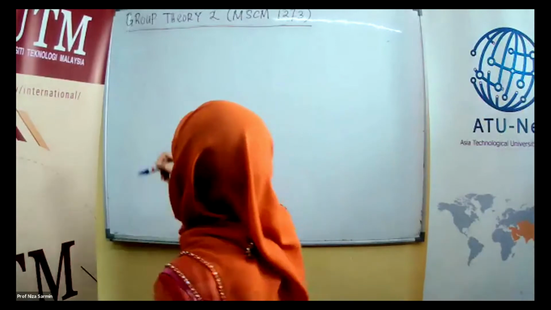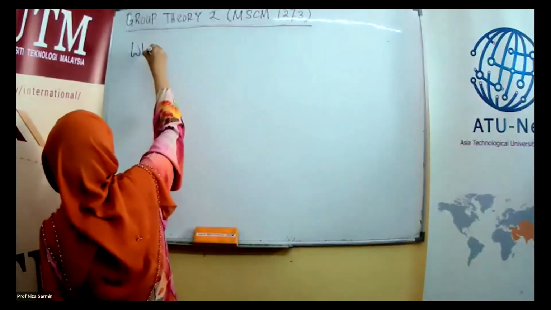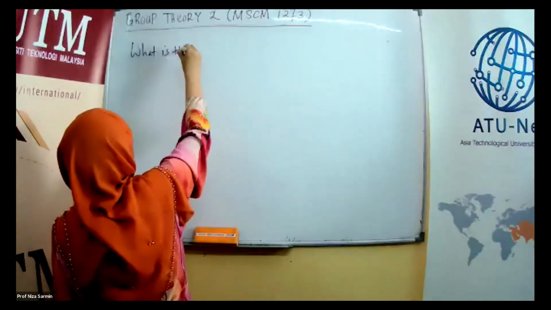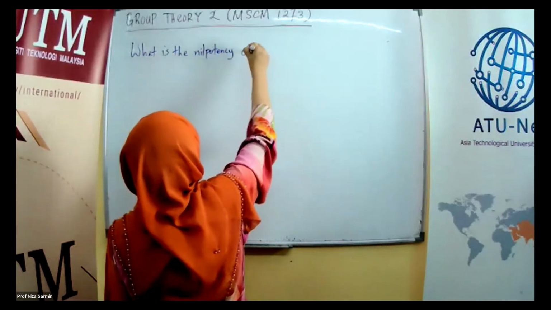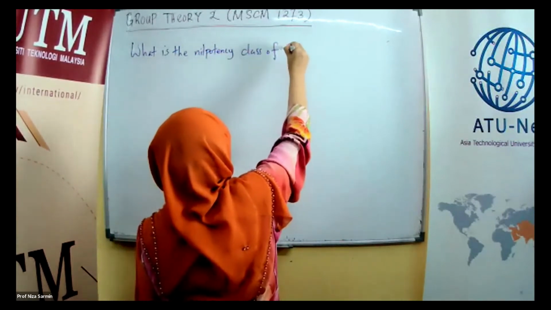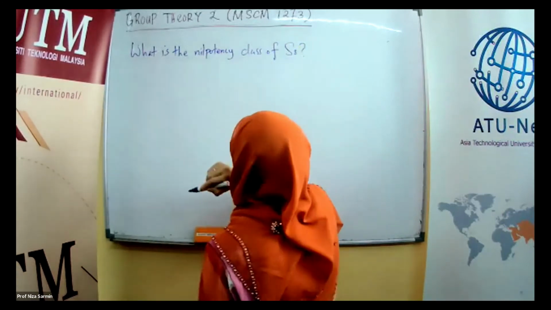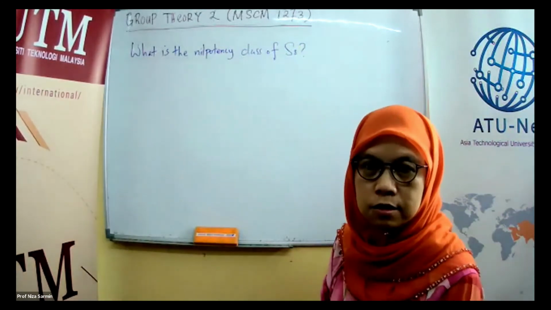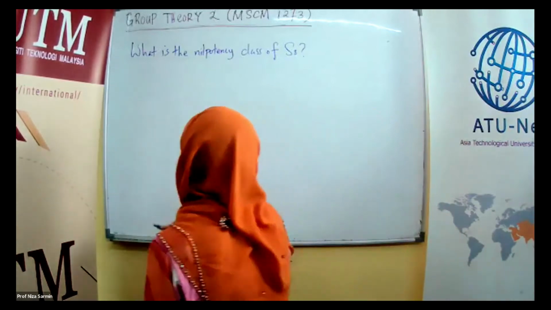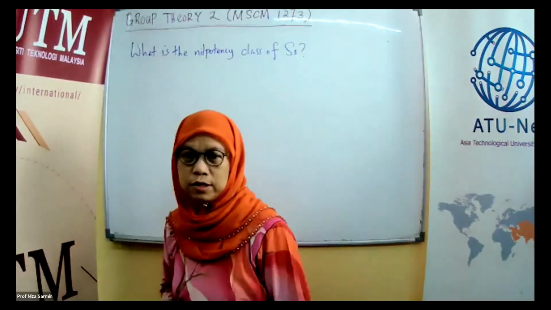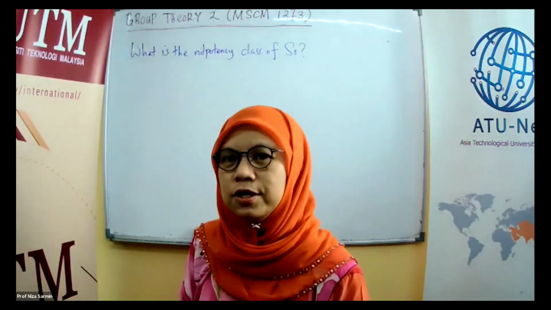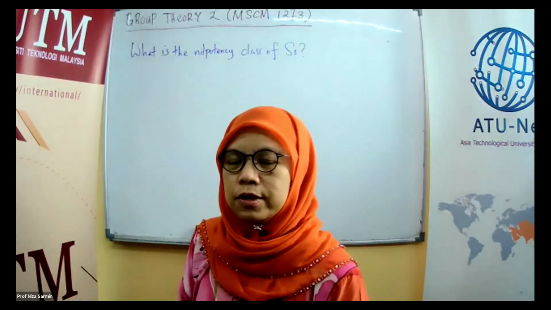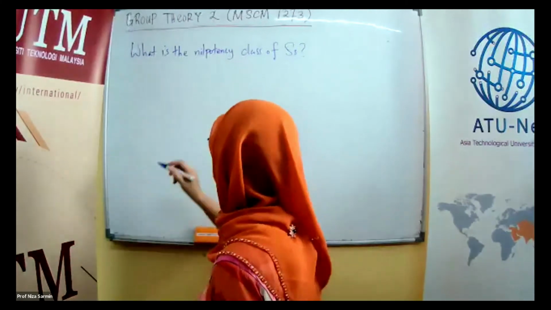So, this is the question. What is the nilpotency class of S3? Okay, so if we try, for an abelian group it is 1, right? Because that's the shortest series. All right, E and G.